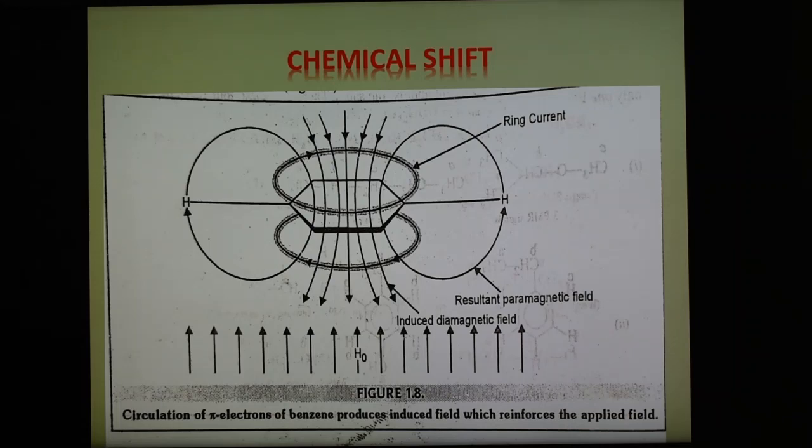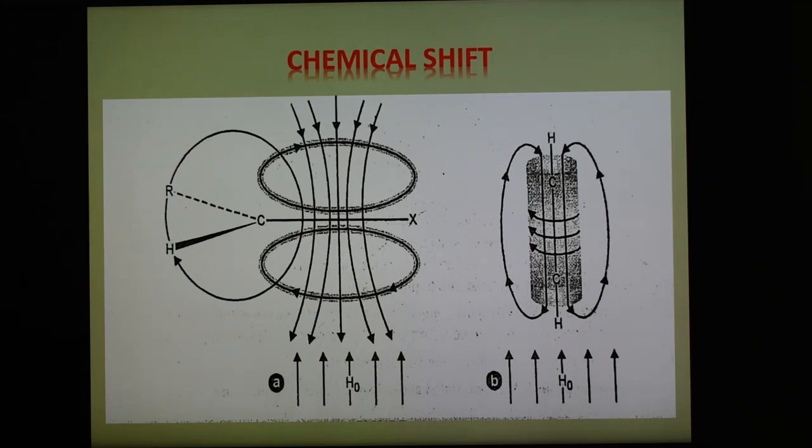Similarly, we also observe the circulation of pi electrons of the C=X double bond, the carbon-oxygen or carbon-carbon double bond. It also reinforces the applied field at the proton, shown in figures A and B in the slide. Figure A is the circulation of pi electrons of the C=X double bond, where X may be oxygen or carbon. This group produces the induced field which reinforces the applied field at the proton. In figure B is shown acetylene, CH.